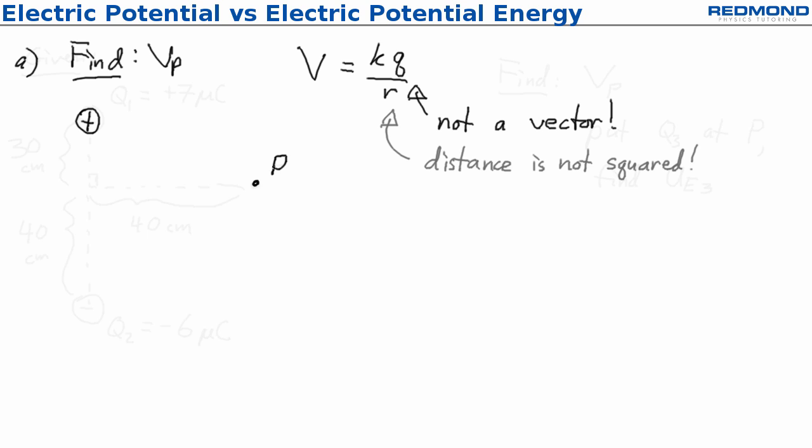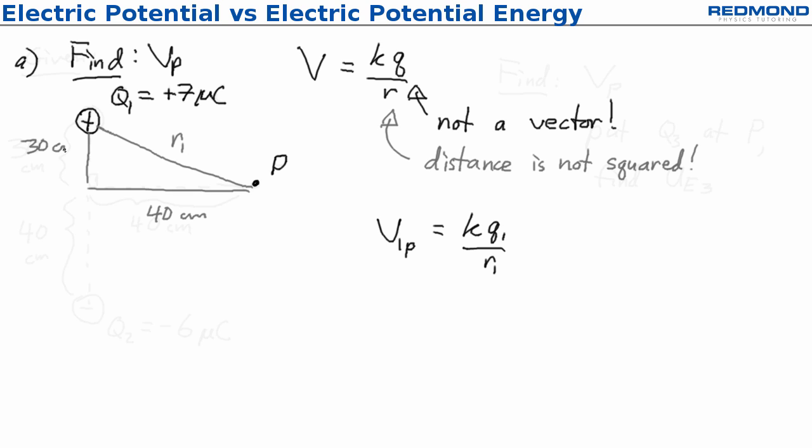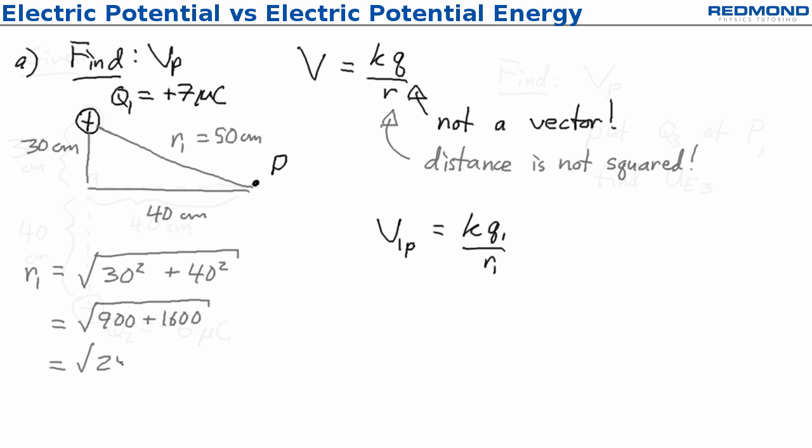So if I'm looking at Q1, which was positive 7 microcoulombs, and I'm going to use V equals KQ over R to find V1 at P, then V1 at P is going to be equal to K times Q1 over R1, where R1 is the straight distance from Q1 to point P. Now, this was a 3, 4, 5 triangle just because I like making math easy. So I know that R1 is going to be 50 centimeters, and it's really easy to show that, so I'll just speed through that right now.